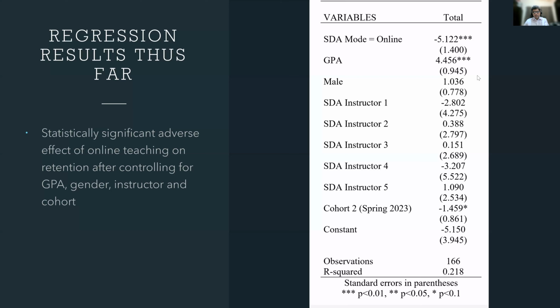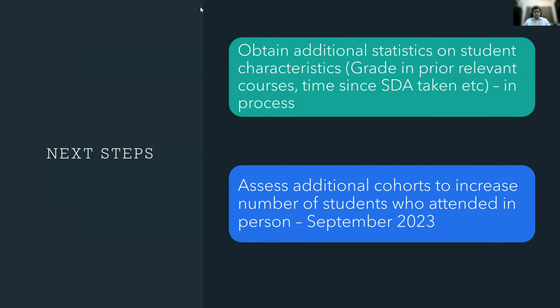So I'm just going to end this by carving out the path for the future. As I mentioned, our goal now is to obtain additional data on relevant characteristics. One thing we need to control for is the grade in prior relevant courses. Another important thing is the gap between the assessment that they took and the time that they took STA in.